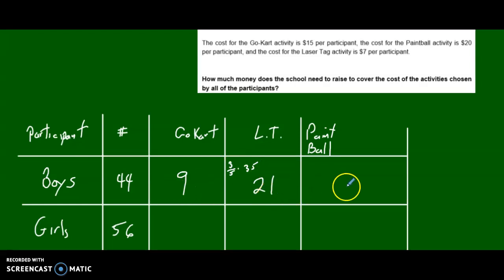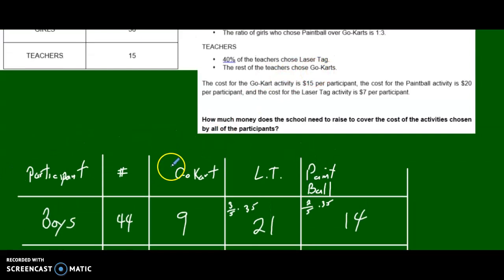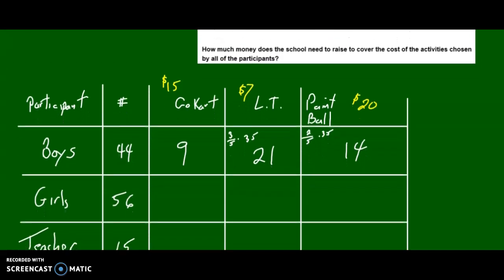And then we just add them up, right? So it's got to be 14 here, which is 2/5. 2/5 times 35, that's 14. Okay, so now we know how many boys are going here, here, and here. We can multiply by the price. Actually, let's put the price in here. So go-kart is $15 per participant. The cost of paintball is $20, and laser tag is $7. So we already have 15 times 9. We're going to add them up at the end and then multiply by the price.